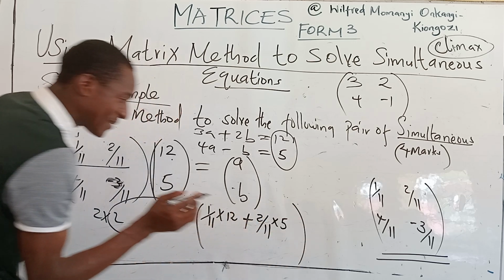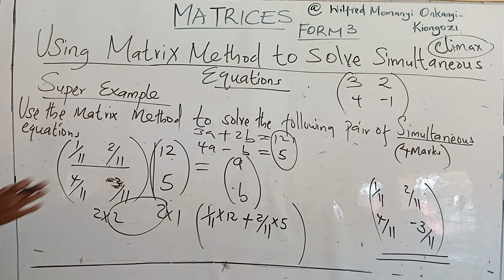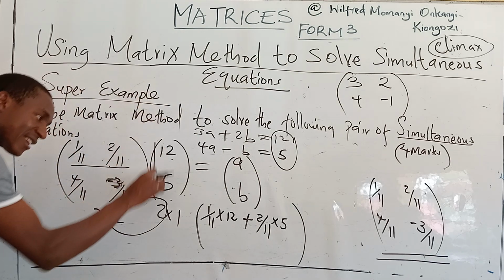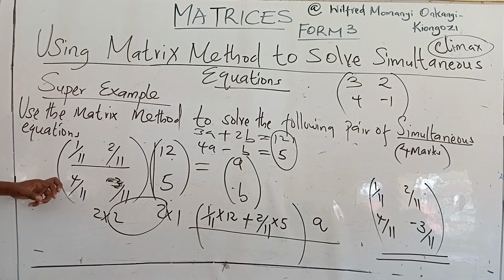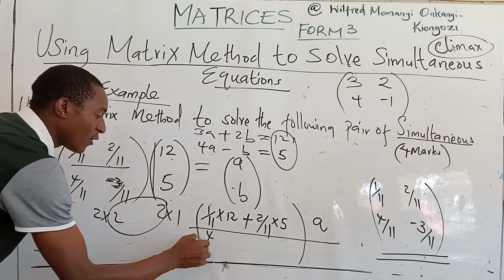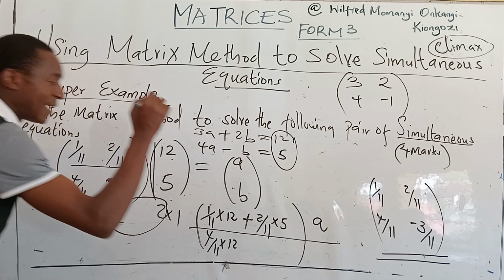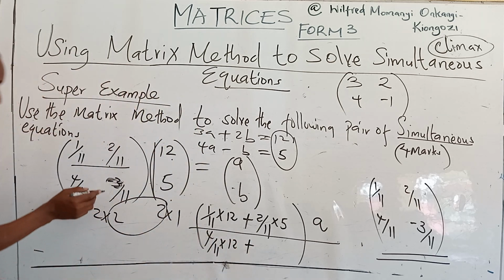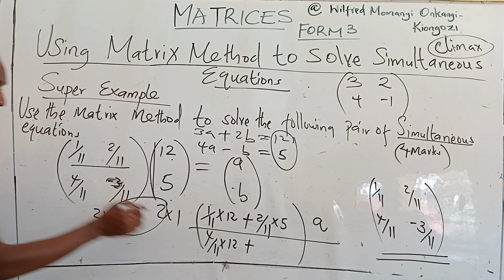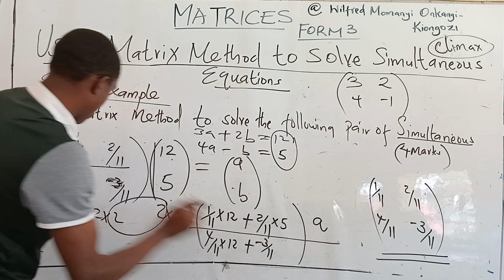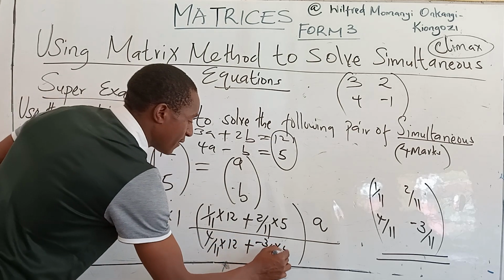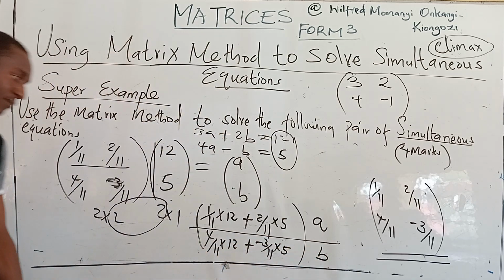And I want to show you something, this is now magic. Once we are able to do the first row and the column, we get the first value, that is A. If you want to get the second value B, we shall do the second row and the column. So 4 over 11 times 12, plus negative 3 over 11 times 5. That one will give us B.